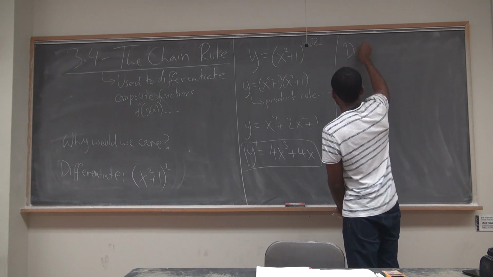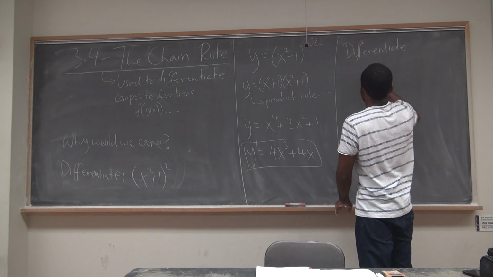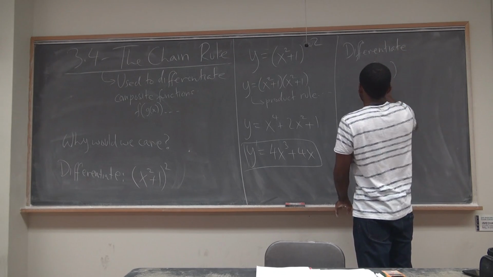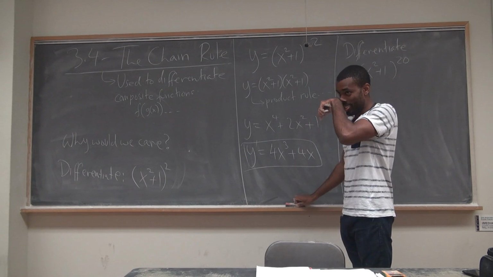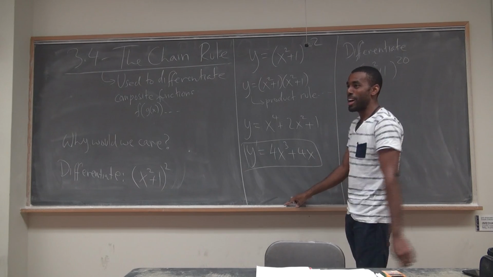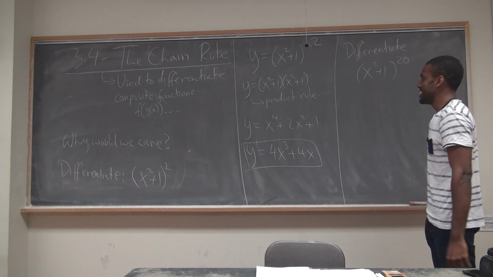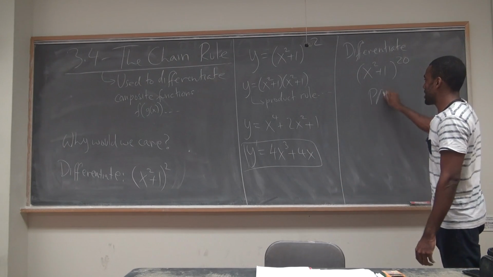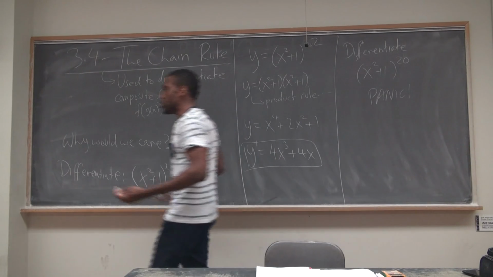Alright? Here's another example. Differentiate x squared plus 1 to the 20th power. Still want to do the product rule? Still want to multiply out? No, you don't. Yeah, now you panic. No. Now, you need something else.